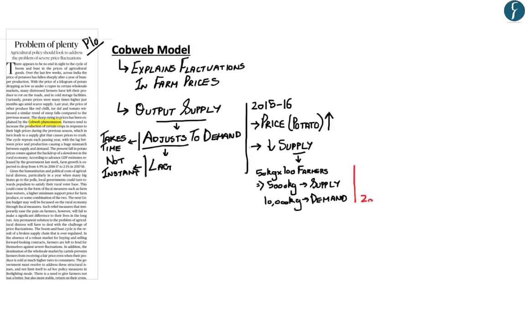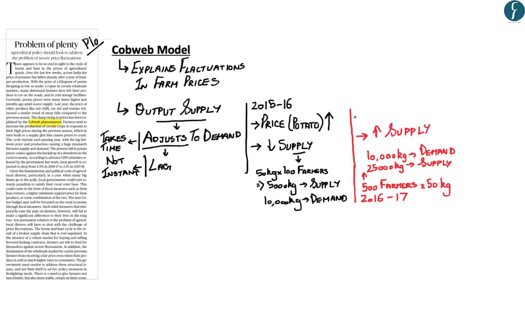But let's say in 2016-17, farmers, because they knew that the prices of potatoes were high in the previous year, started planting potatoes. So the number of farmers who have planted potatoes would increase. The number might come up to 500 farmers who would now be producing 50 kgs of potatoes each. Therefore, the supply becomes 25,000 kg, while the demand for potato is still the same at 10,000 kg. Because of this, the supply of potatoes has increased and has led to a decrease in its prices.